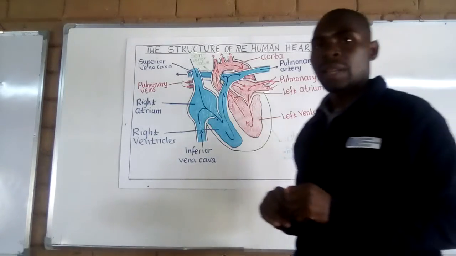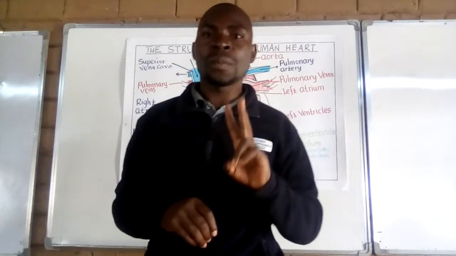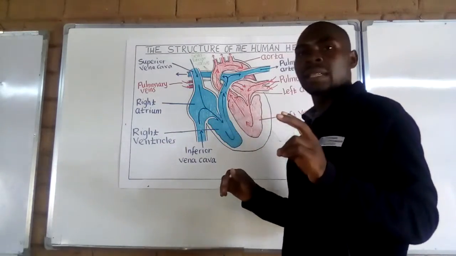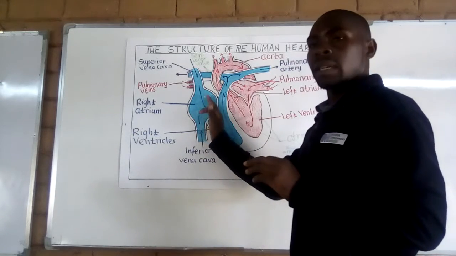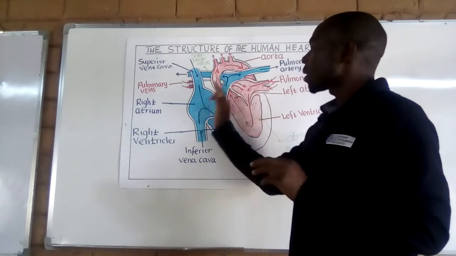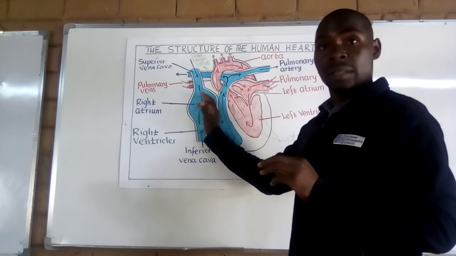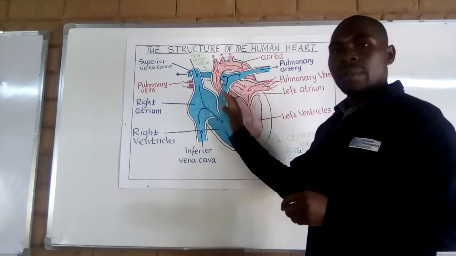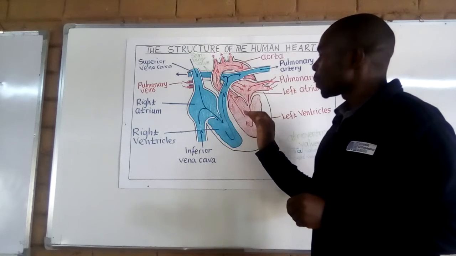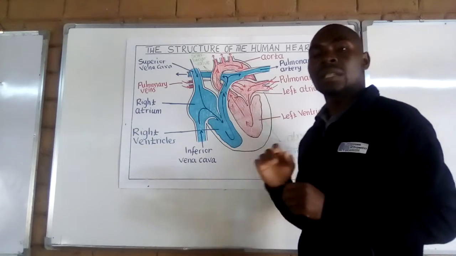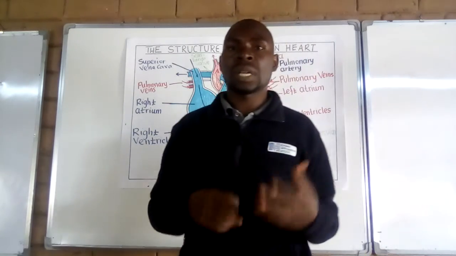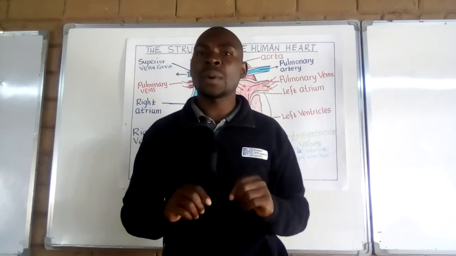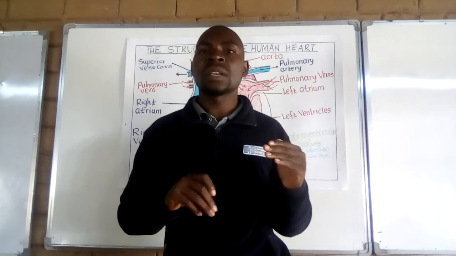Away from this, the heart is also divided into two parts. These two parts include the left and the right part of the heart. Okay? There is a tissue in the middle that is responsible for this division. This tissue is what we call the septum. The septum is a tissue or a fiber that separates the left part of the heart from the right part of the heart.